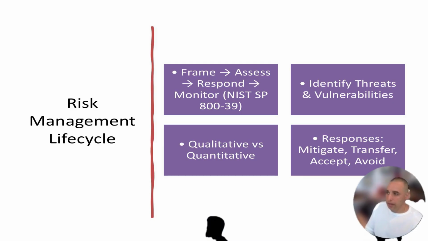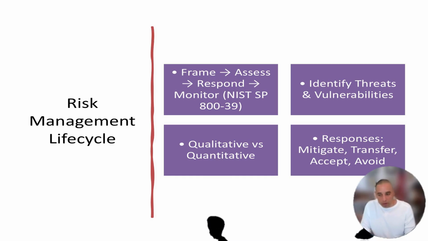Frame. Establish the context for risk management, including organizational risk tolerance and priorities. Assess. Identify threats and vulnerabilities and evaluate the likelihood and impact of potential risks. Respond. Decide how to address each risk, whether to mitigate, transfer, accept, or avoid it. Monitor. Continuously track risk factors and the effectiveness of responses, adjusting as needed.